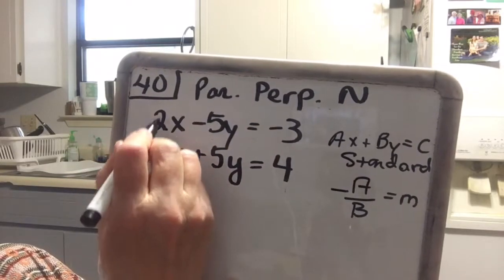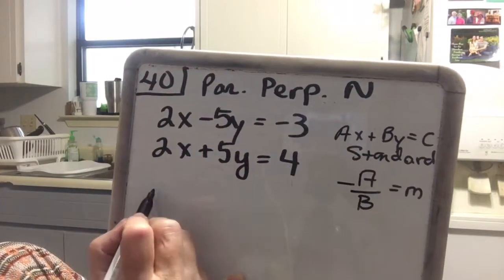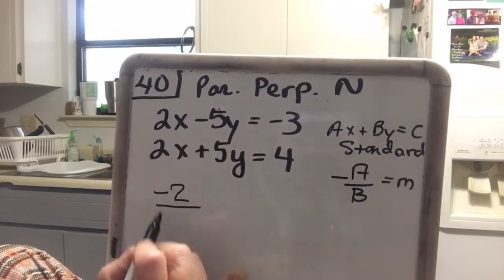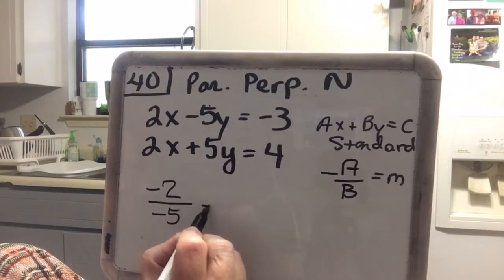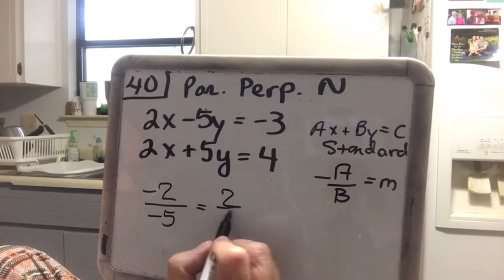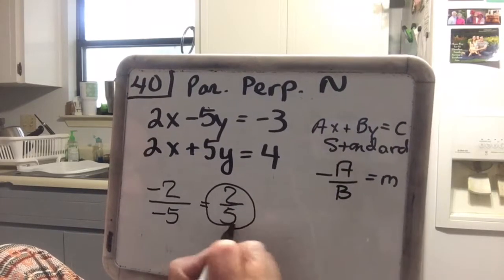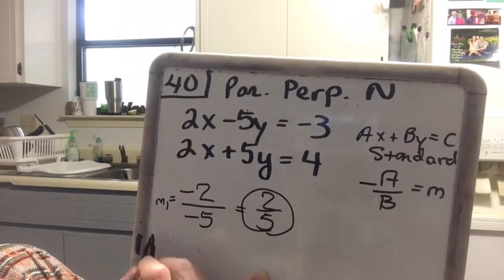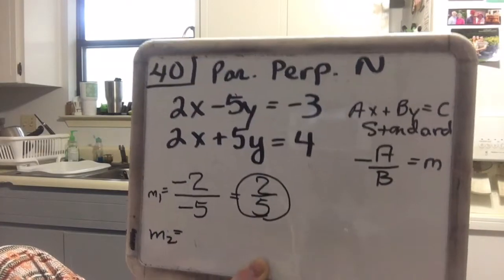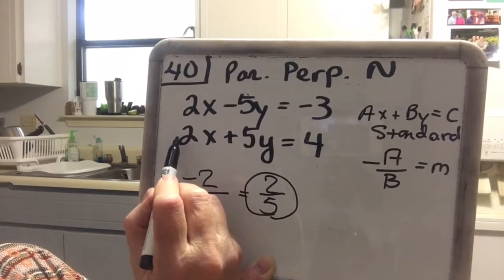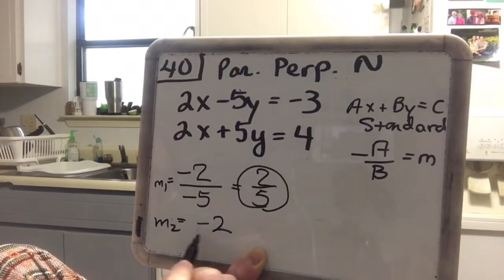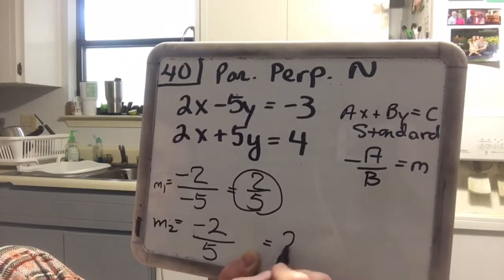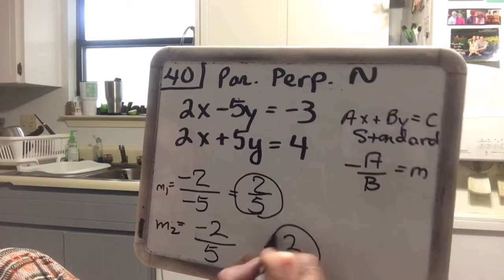Now remember, this is my a. So negative a would be negative 2 divided by the b, which is a negative 5. So that one on the top has a 2/5 slope. So that's slope 1. And then slope 2 is going to be negative 2 over positive 5, which is a negative 2/5 slope.